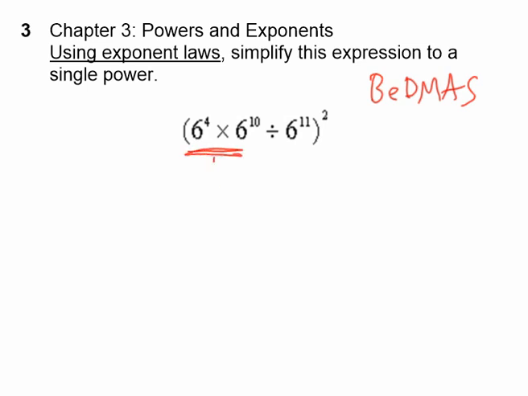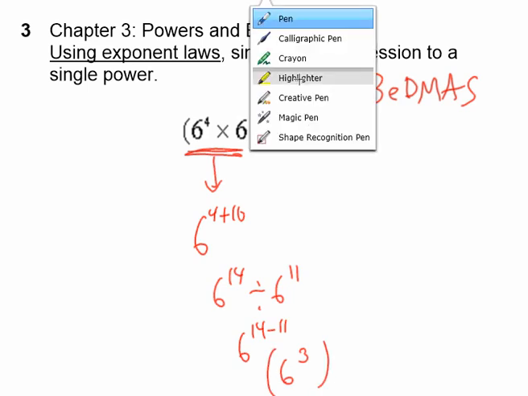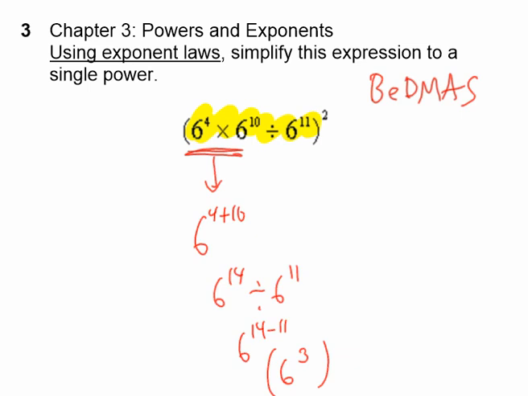And if I look at this one here, 6 to the power of 4 times 6 exponent 10, our rule is keep the base of 6, and when multiplying, add your powers together. So what you would end up with when you multiply those two is 6 to the power of 14 divided by 6 to the exponent of 11. Once you have that, dividing like powers is keep your base and subtract your exponents, which will leave you with, for the entire brackets, 6 to the exponent of 3. Okay? So when I simplify this whole bracket using my exponent laws, I'll end up with 6 exponent 3.